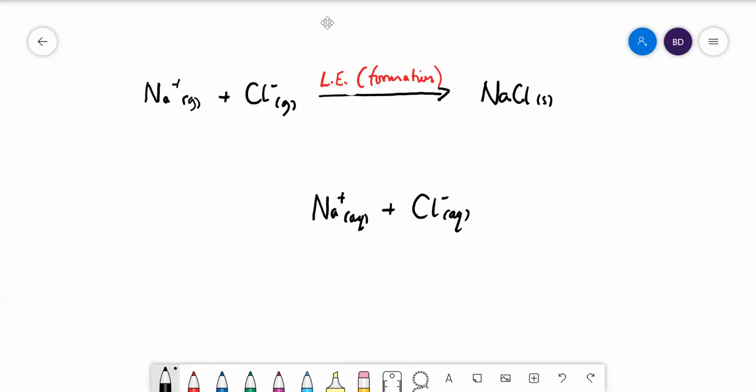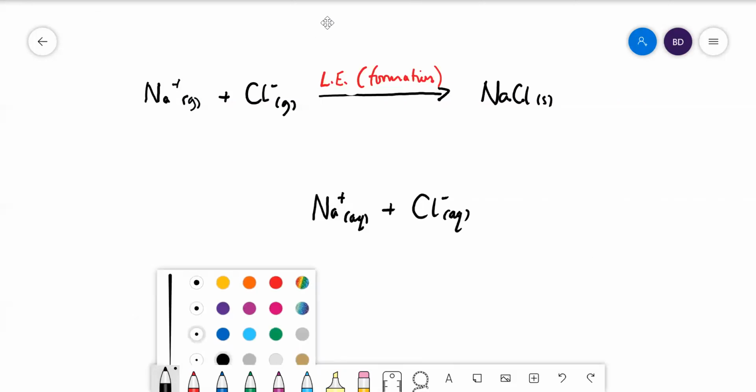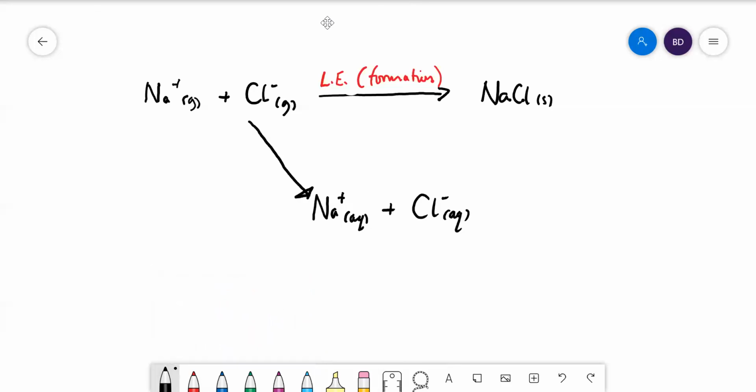So what we're doing here with sodium is turning gaseous ions into hydrated ions. That's going to be the sum of the hydration energies, isn't it? So that's delta H hydration for Na+ and delta H hydration for Cl-.